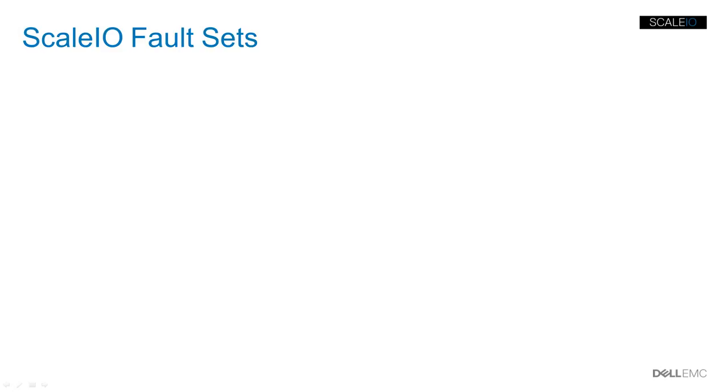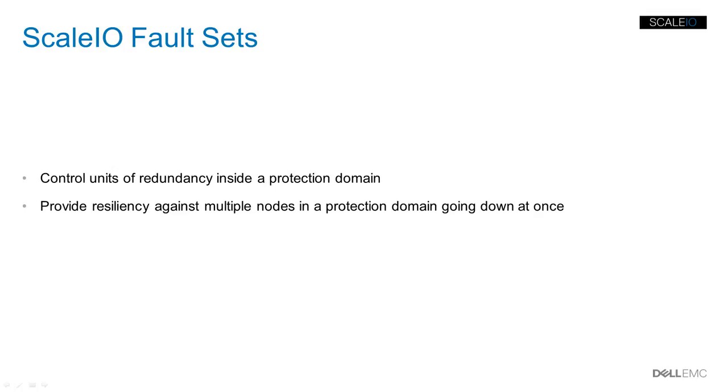Let's wrap up and review the fundamentals of ScaleIO fault sets. Fault sets control units of redundancy inside a protection domain. By default, ScaleIO's mesh mirroring layout works across nodes. When fault sets are defined, ScaleIO's mirrored layout works across fault sets. Fault sets provide resiliency against multiple nodes in a protection domain going down at once. They do this by grouping nodes that are likely to experience a failure together.